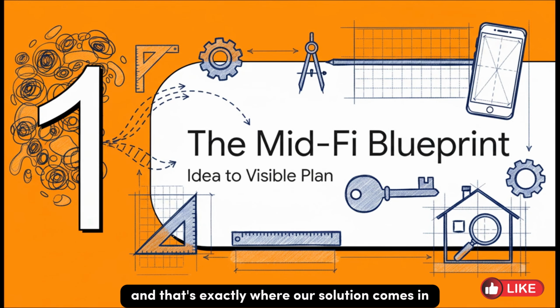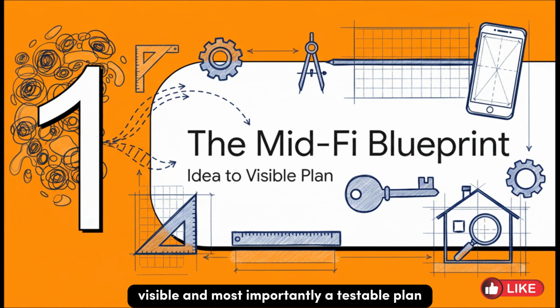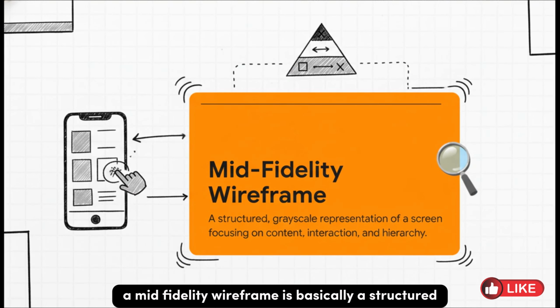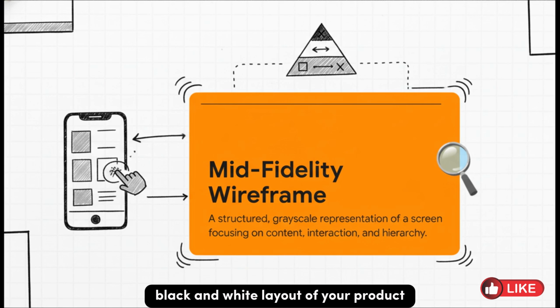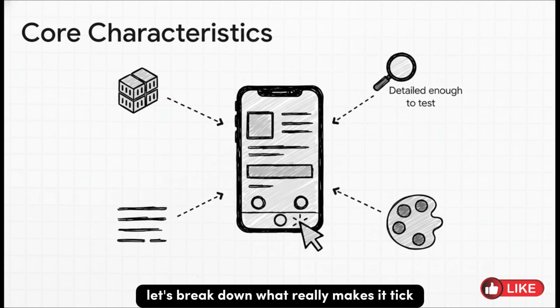And that's exactly where our solution comes in. The Mid-Fidelity Wireframe is that essential blueprint. It's the critical bridge that takes you from a fuzzy, vague idea to a clear, visible, and, most importantly, a testable plan. So what is it exactly? Well, a mid-fidelity wireframe is basically a structured black and white layout of your product. Its whole purpose is to get you to focus on the absolute fundamentals. What's the content? How will people interact with it? And what's the most important thing on the screen?